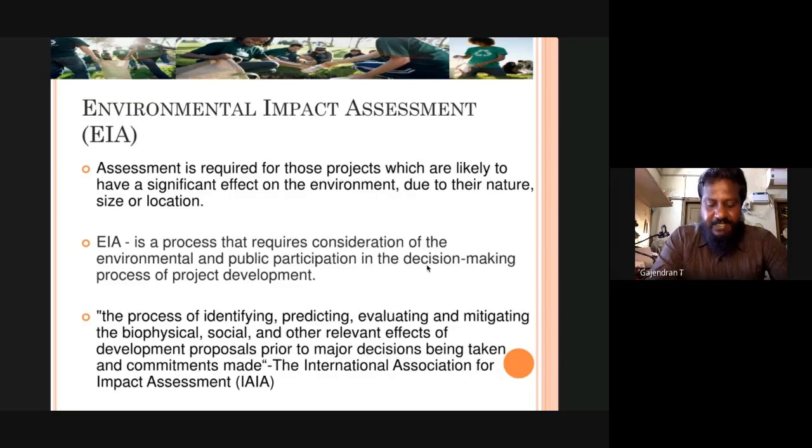Guys, a question to you. You see all these big developments, right? Residential projects, commercial projects. Earlier, there never used to be environmental impact assessment, but now it has come in a lot. How do you think they manage it?